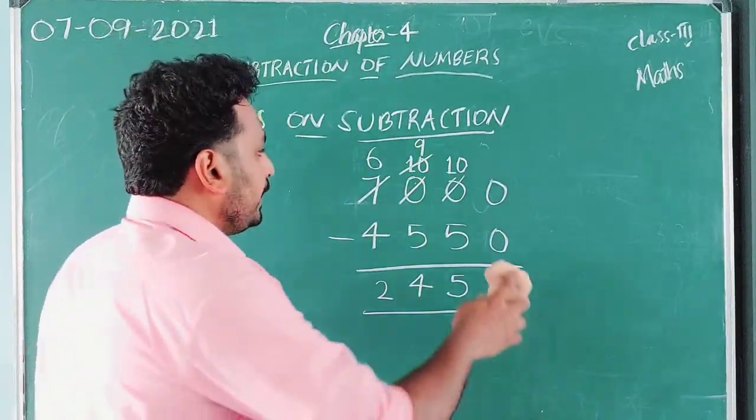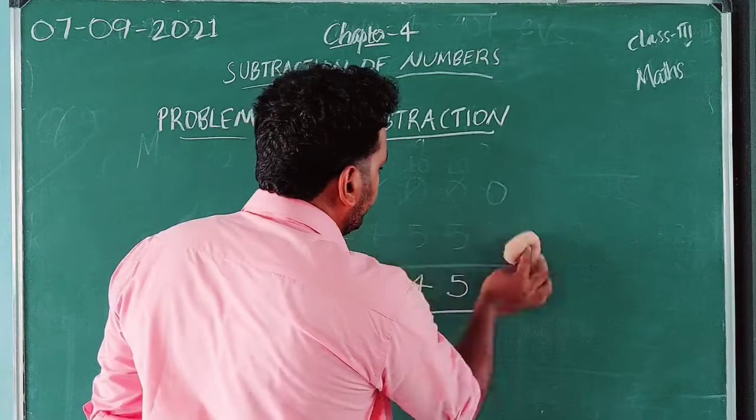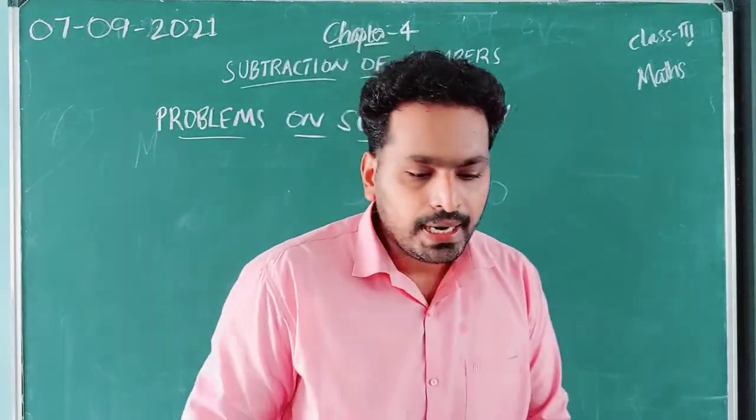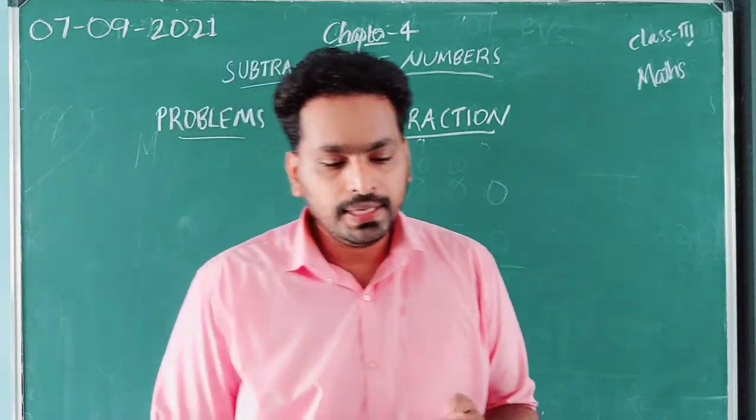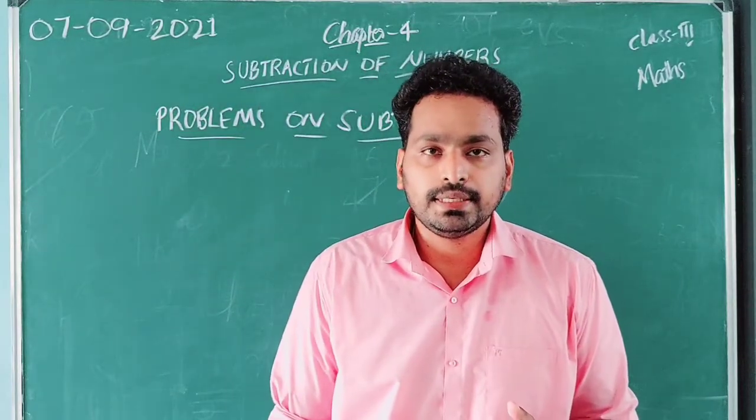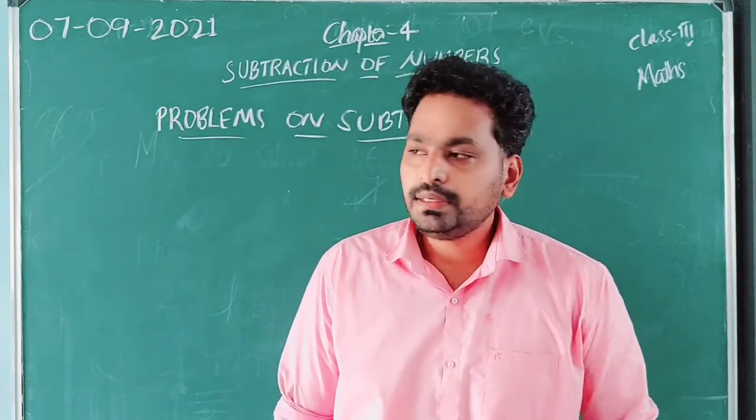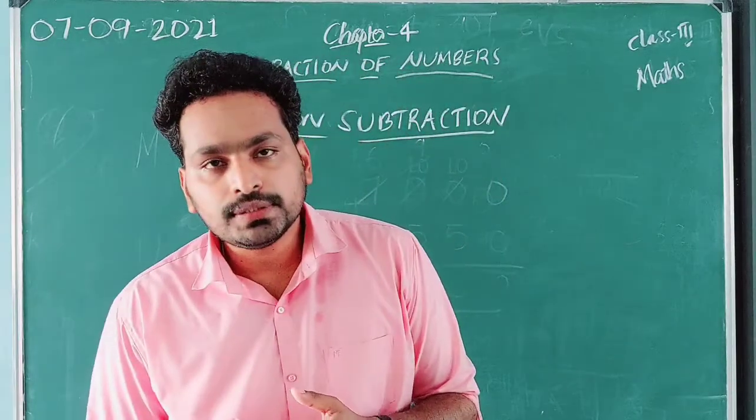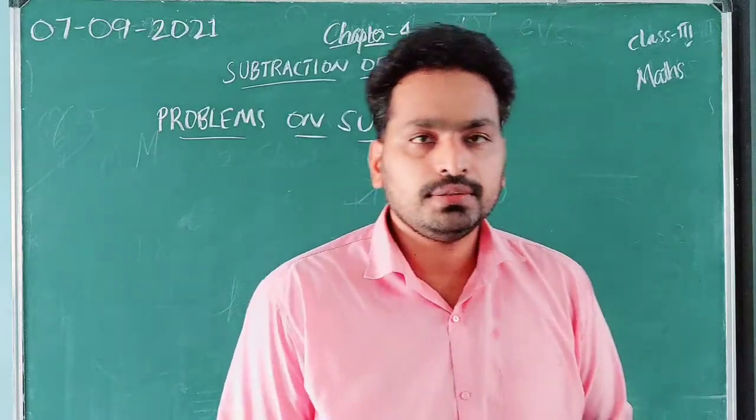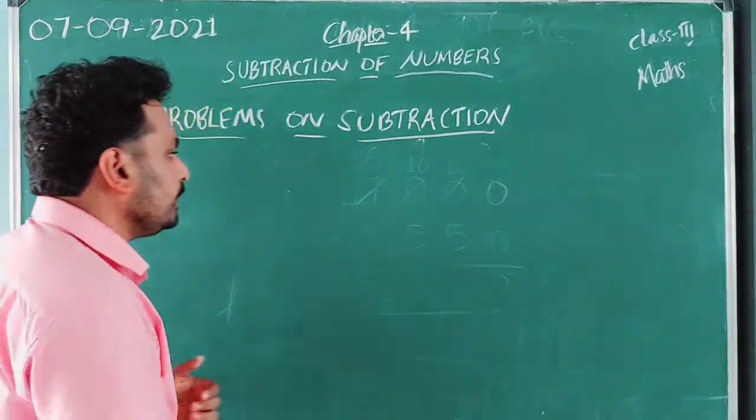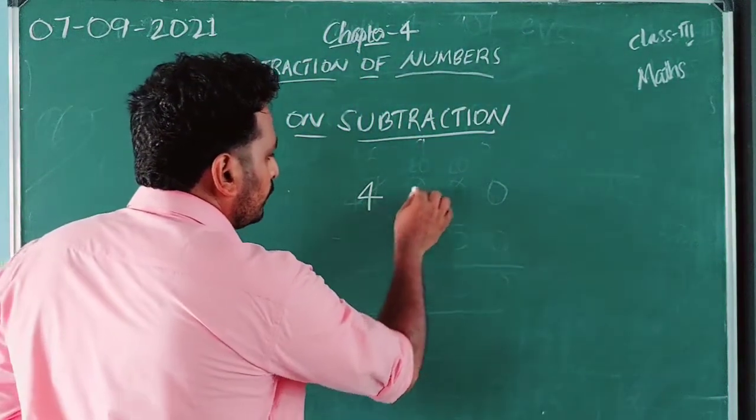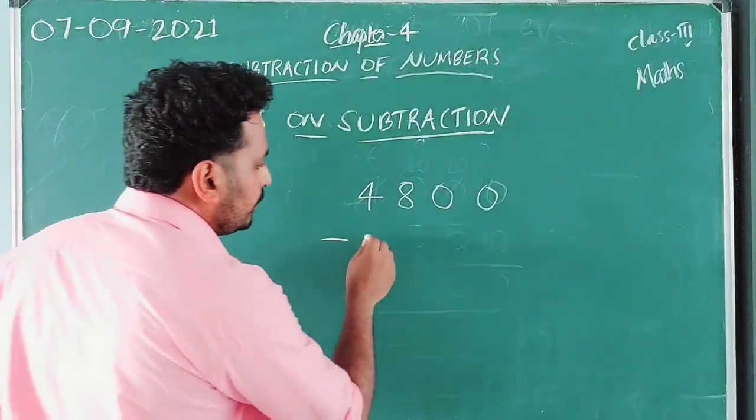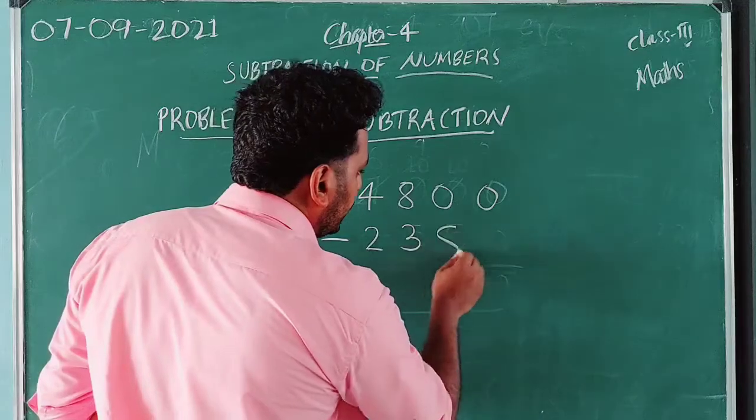Students, all of you take page number 45. Here you can see one example. The example is, what should be added to 2,389 to get 4,800? They are already given. What is the question? What should be added to 2,389 to get 4,800? So let us take 4,800 minus 2,389.